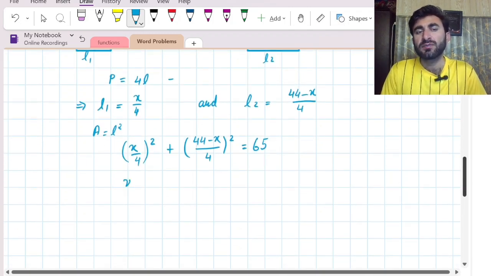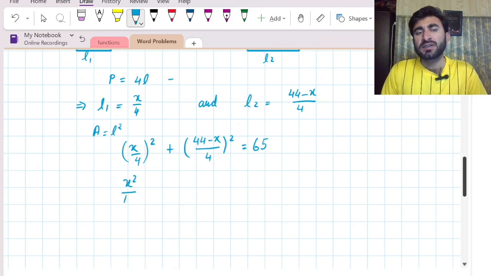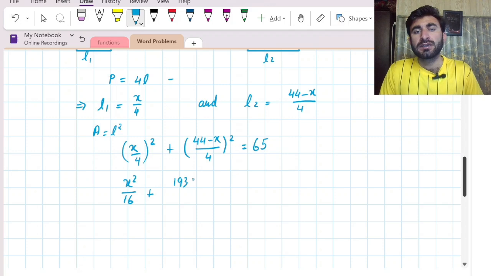So the first one will become x square divided by 16, plus the next one will become the square of 44, which is 1936, minus 88x plus x square. We expanded it using the whole square formula, that (a minus b) whole square equals a square minus 2ab plus b square, and then the denominator will be 4 square, which is 16, and this equals 65.